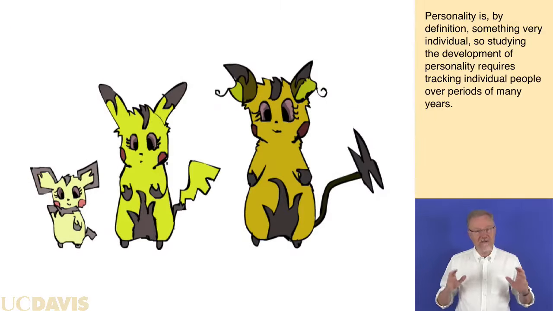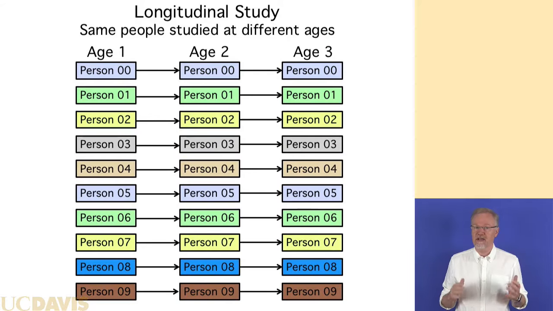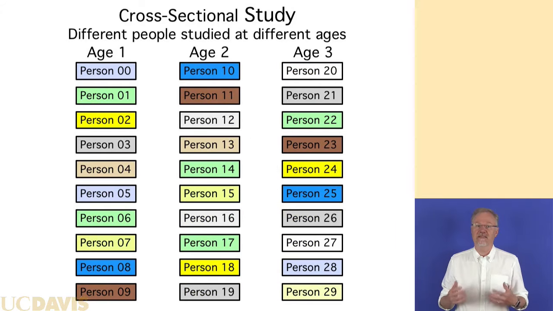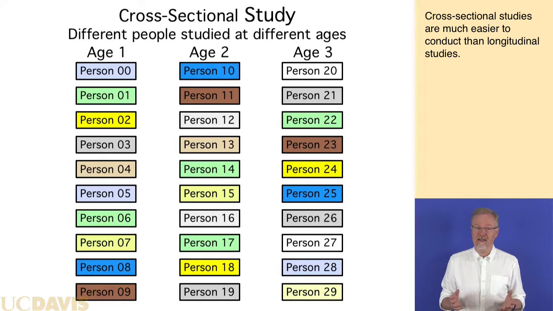Personality is, by definition, something very individual. So studying the development of personality requires tracking individual people over periods of many years. When the same individuals are studied over a long period, with data collected at multiple different time points, this is called a longitudinal study. A study that involves testing different samples of people at different ages is called a cross-sectional study. Cross-sectional studies are much easier to conduct than longitudinal studies.